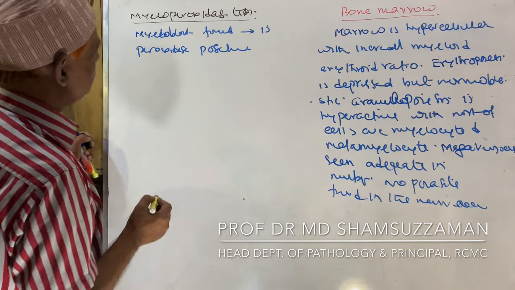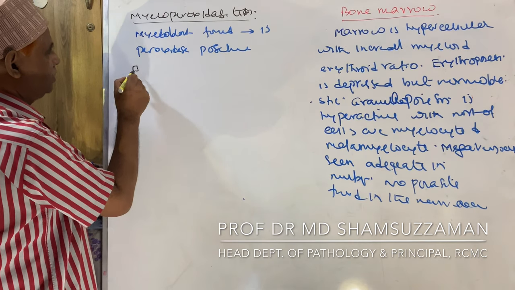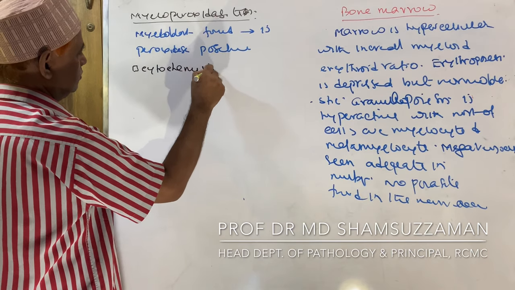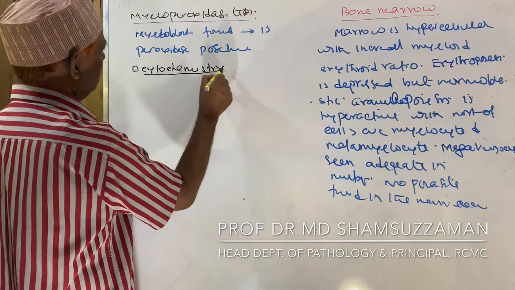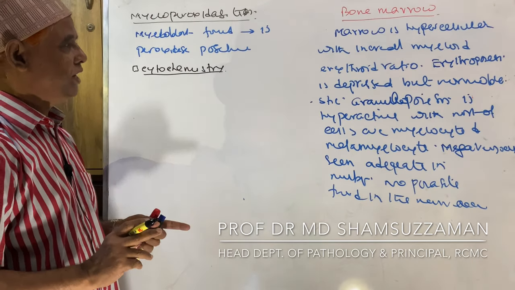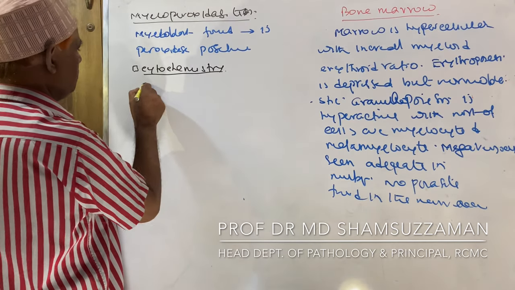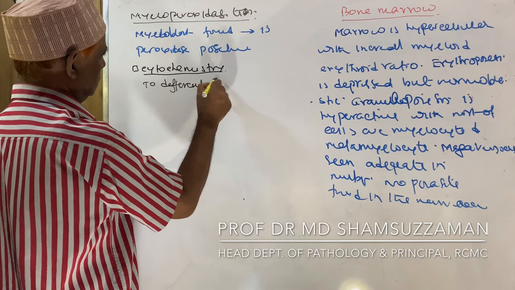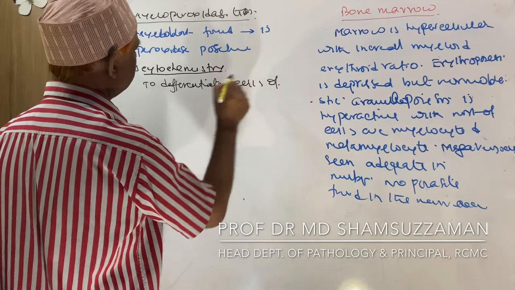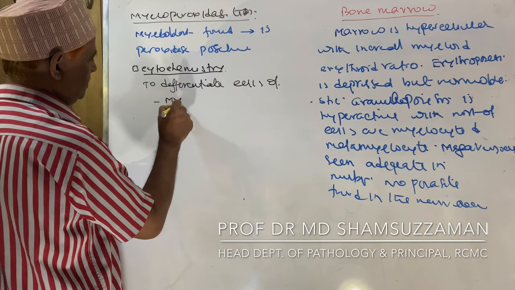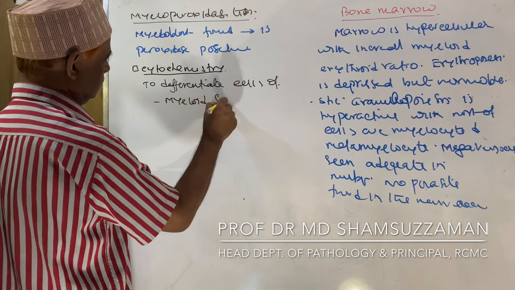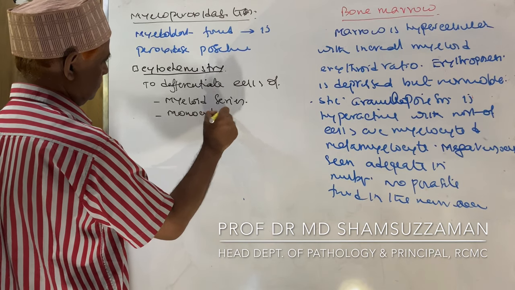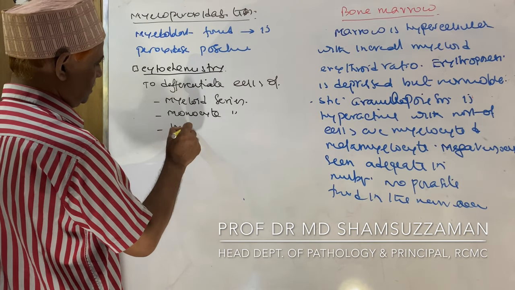Then we have to do cytochemistry. We do cytochemistry to differentiate the cells of the myeloid series, monocyte series, and lymphoid series.